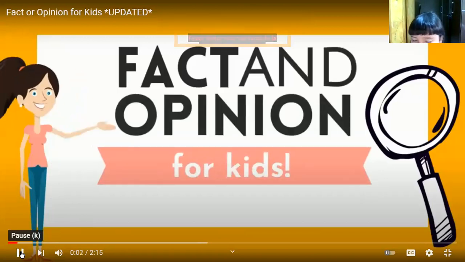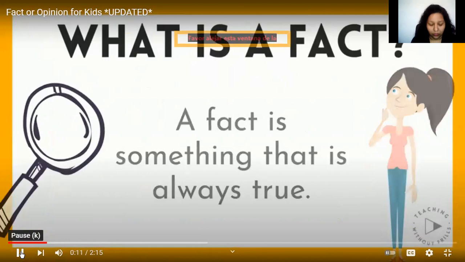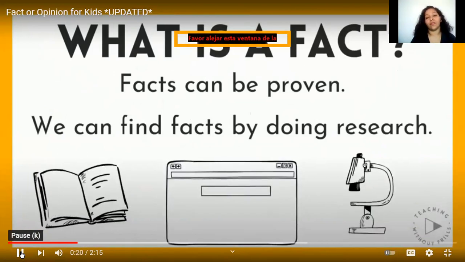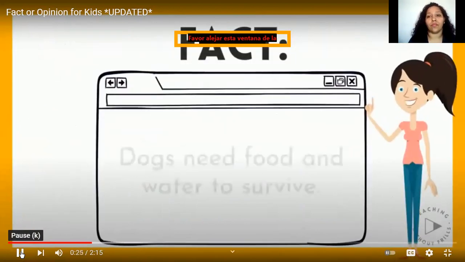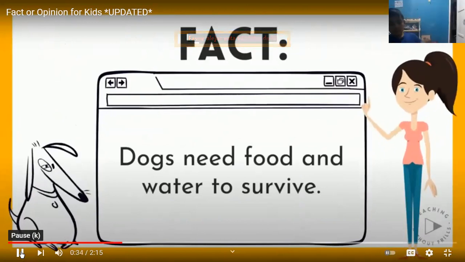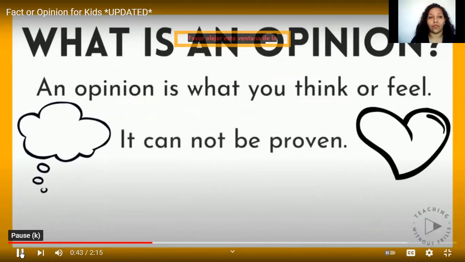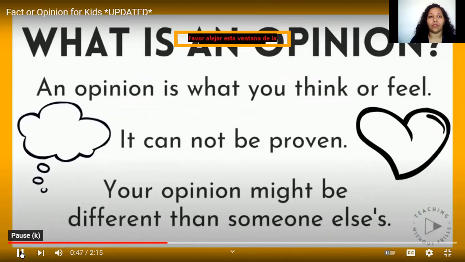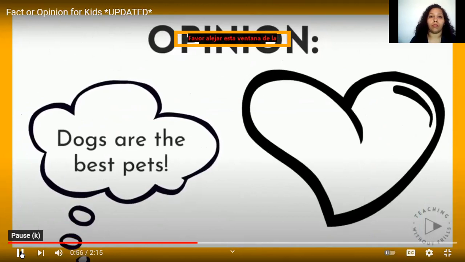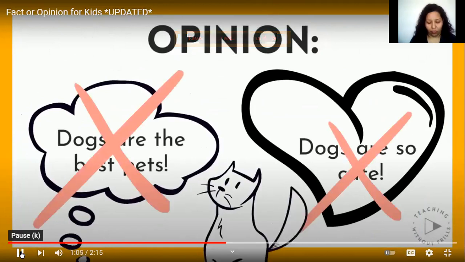Fact and Opinion for Kids by Teaching Without Frills. What is a fact? A fact is something that is always true. Facts can be proven. We can find facts by doing research in books or on the internet, or we can even do research of our own. Here's an example of a fact. Dogs need food and water to survive. This is a fact because it's always true, and you can prove it by doing research. So, what's an opinion? An opinion is what you think or feel about something. It cannot be proven. And your opinion might be different than someone else's. Here's an example. You may think dogs are the best pets. You may feel like dogs are so cute, but someone else may think, no way, cats are the best and they are way cuter.